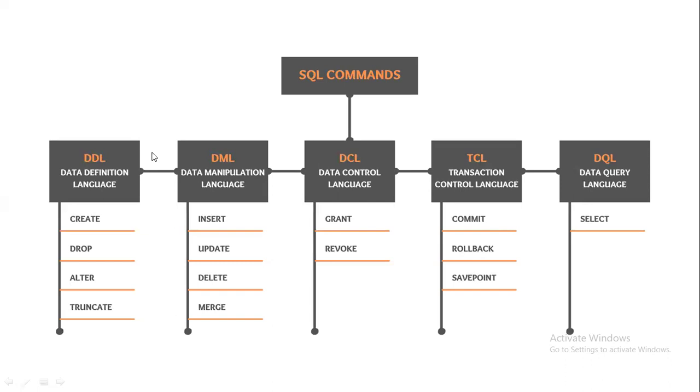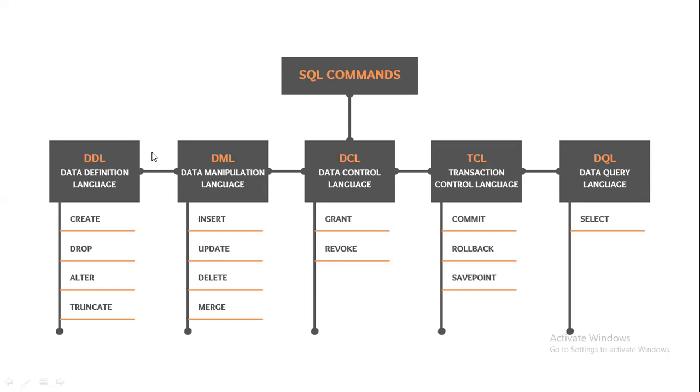Then DML. DML deals with the data. So you can insert the data, you can update the data, you can delete the data, you can merge the data. These operations are done using DML. So basically DDL deals with the structure of the data, and DML deals with the data. So directly we can operate on the data.